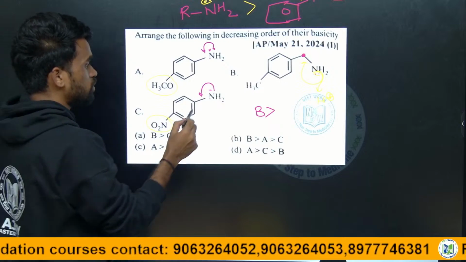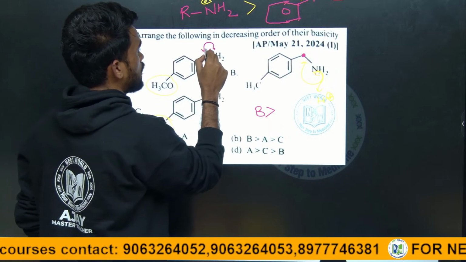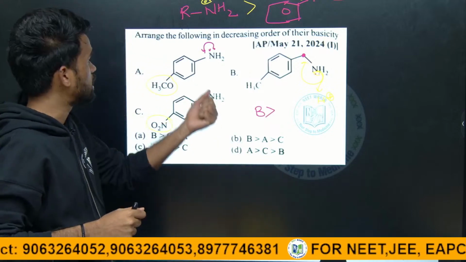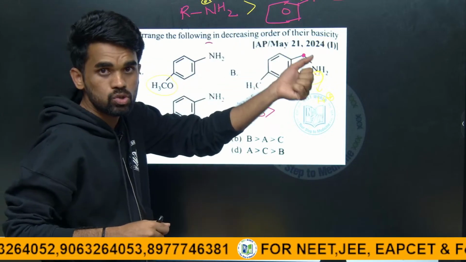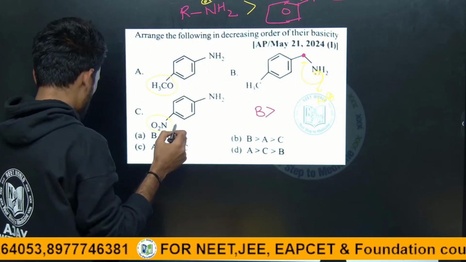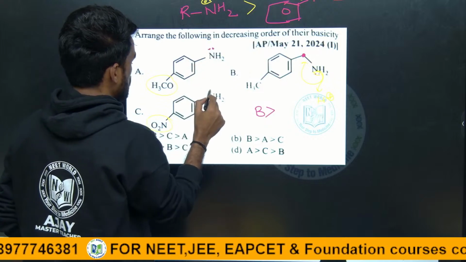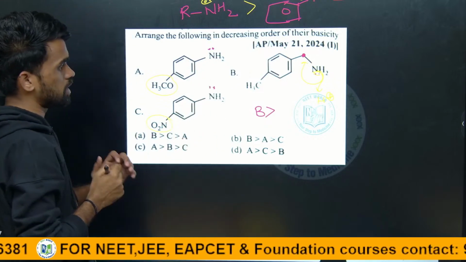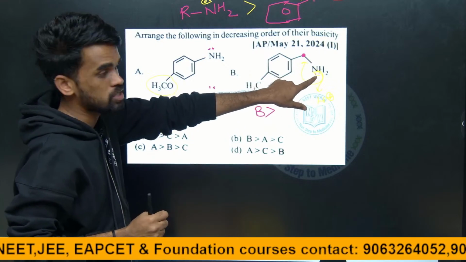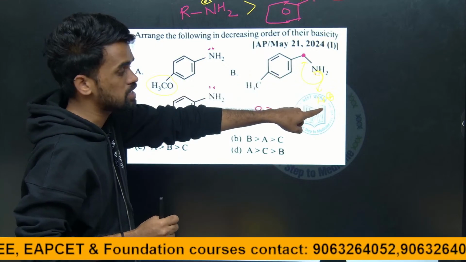See, what do we mean by basic nature? Basic nature means the tendency to accept the H plus ion, or the tendency to donate the lone pair of electrons to a proton, right? So now check which has more tendency to donate out of A and C, because we know B is more basic because of its aliphatic nature, with no conjugation of the lone pair, which is free to accept the H plus ion.